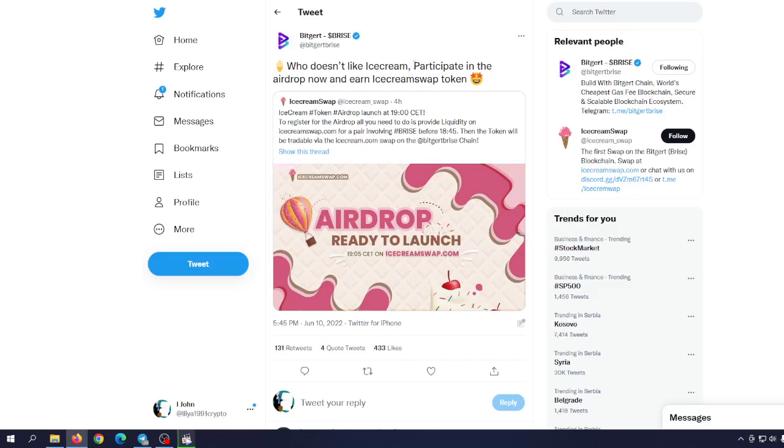One more thing, take a look at this. Ice cream swap is live. So the ice cream token airdrop launches at 9 p.m. Central European time. We mentioned that in my previous video. So who doesn't like ice cream? Participate in the airdrop now and earn ice cream swap tokens. If you think that this could be a great opportunity for you, go to Bitgert Brise Twitter and you can find out how you can participate in the airdrop.